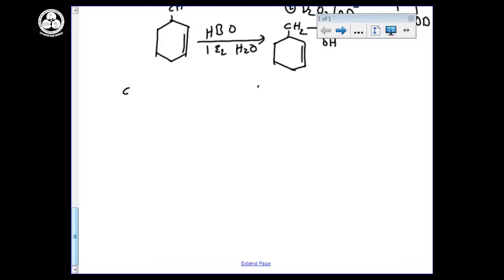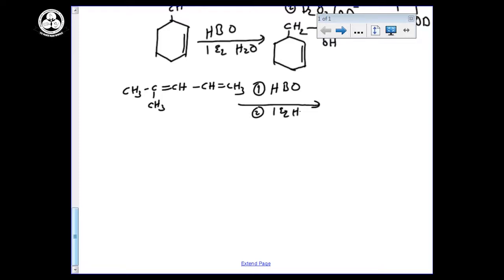Suppose another molecule I am giving: CH3 double bond CH single bond CH double bond CH3. Here the same method I am following, doing the hydroboration oxidation reagent, and second one, one equivalent of water only we are going to add. Now two places we are having double bonds. In the two places, which is correct we have to decide.